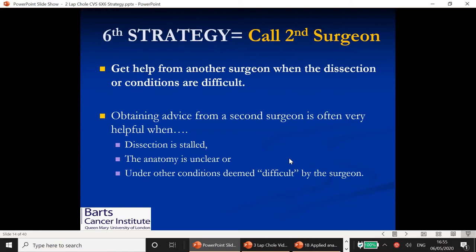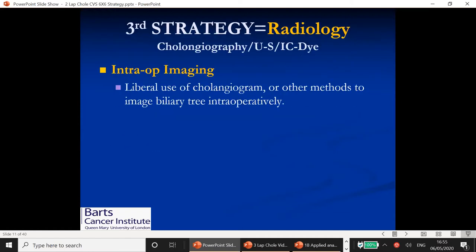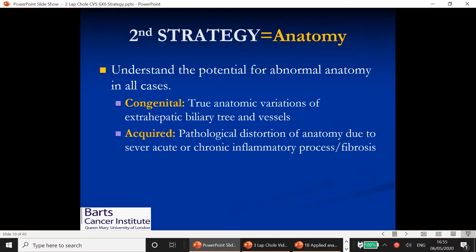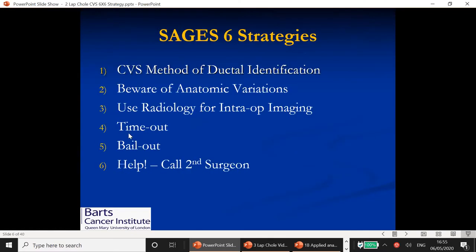The sixth strategy is call for help. Get a second surgeon. Even if you are a consultant surgeon, there's no harm in asking for a colleague to come and join you in theater if you feel that you cannot safely proceed. It is important to keep these six strategies in mind. Just to recap the six strategies: critical view of safety for ductal identification, anatomic variation, both congenital and acquired, intraoperative imaging, timeout, bailout, and call for help.